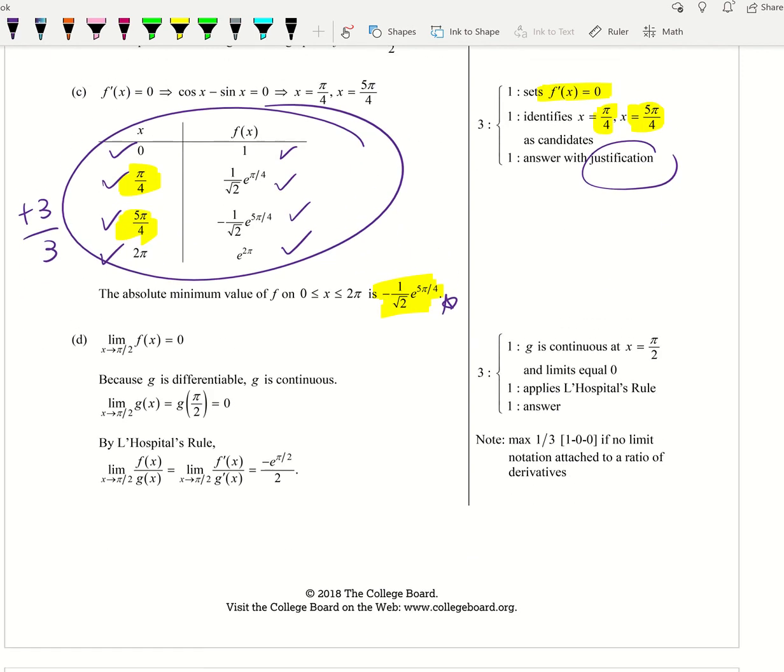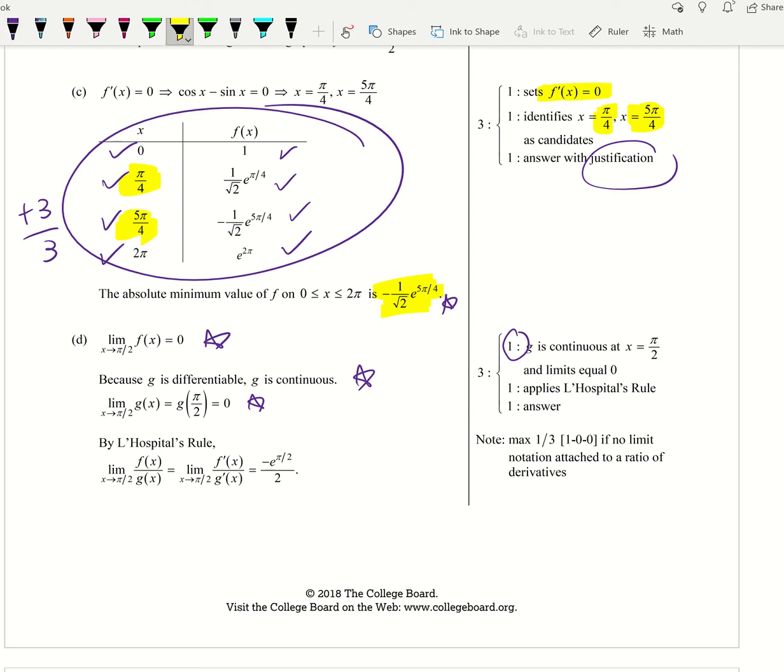All right, D, notice we did say that differentiable implies continuity. And we did show that the limit of f is equal to 0, okay? And that the limit of g is equal to 0. So we got that first point. You had to do all of those things, all right? And then we applied L'Hopital's rule. So we took the limits separately.